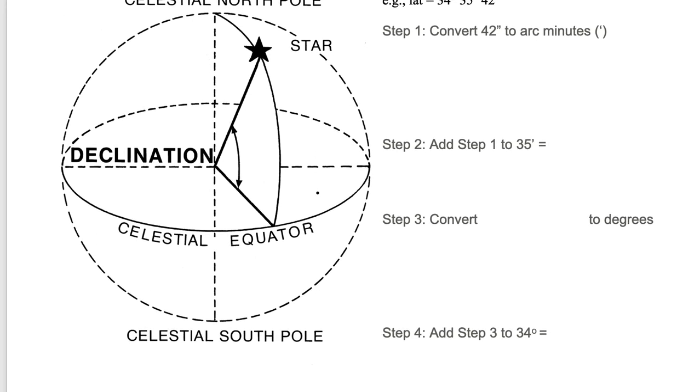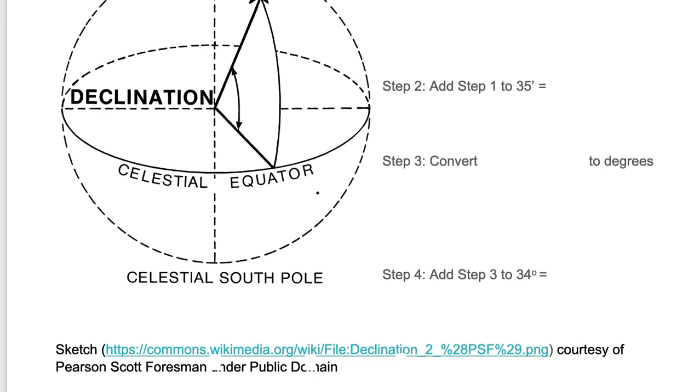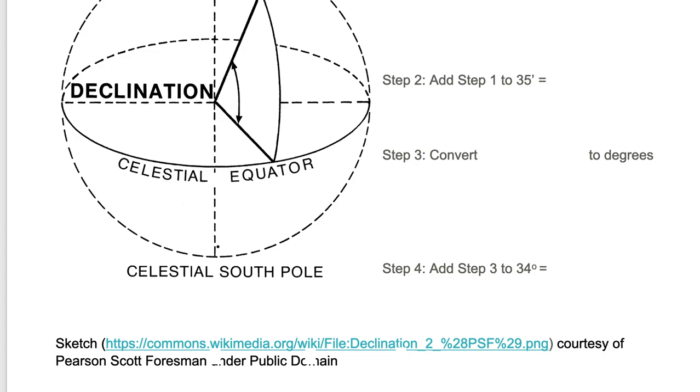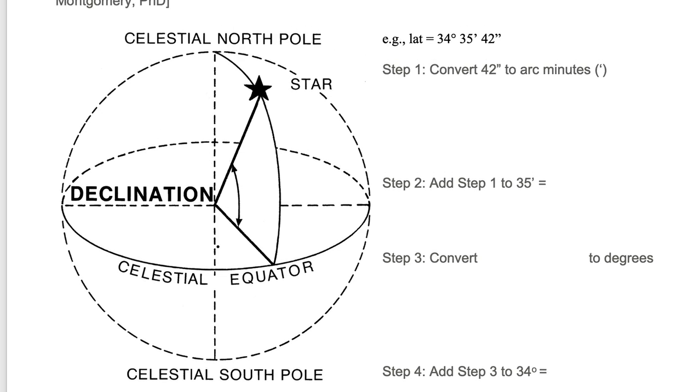Here we have a sketch of a celestial south pole, celestial north pole, and a star. The dec value is shown as an angle upwards from the celestial equator up in latitude to the star's location. Suppose the latitude we're given is 34 degrees, 35 arc minutes, 42 arc seconds, and we want to convert this latitude value to only degrees.